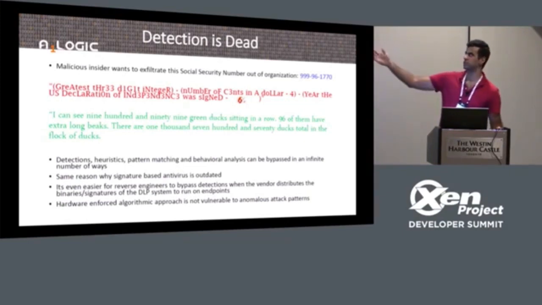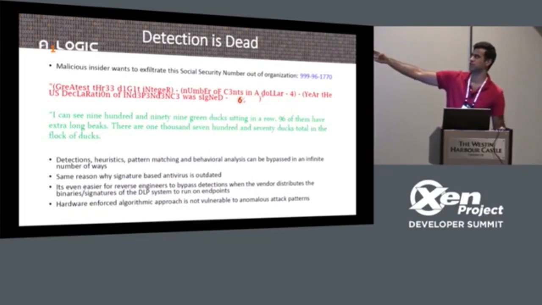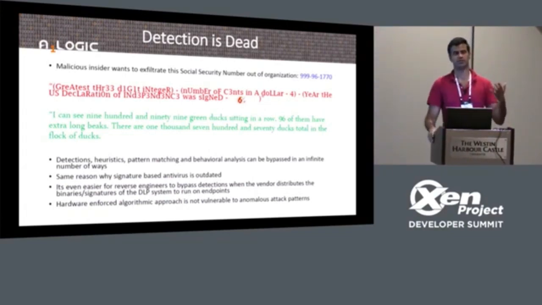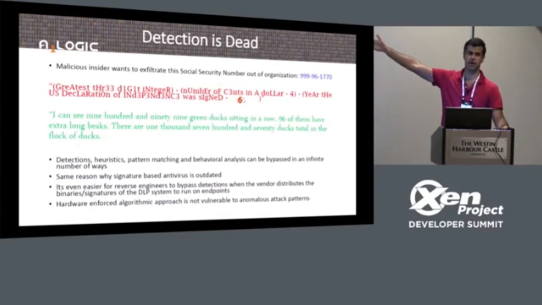So you say the greatest three-digit integer, 999, number of cents in a dollar, 96. The year the US Declaration of Independence was signed, minus a picture. So that's another example of one of the infinite number of ways that you can encode the same data to exfiltrate out of an organization. If you're trying to do heuristics, like all other DLP solutions are today, both of these can be fabricated and used against you to exfiltrate data.